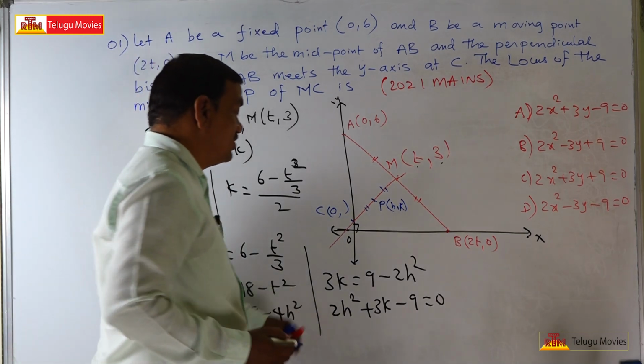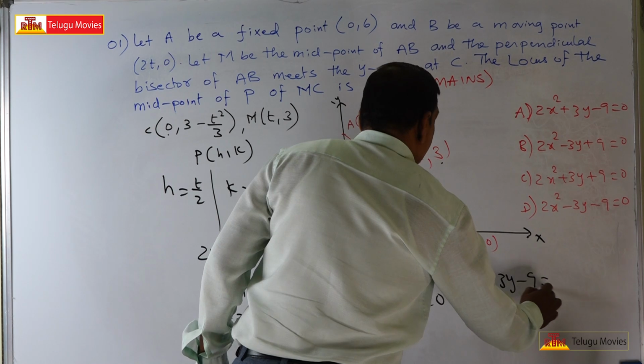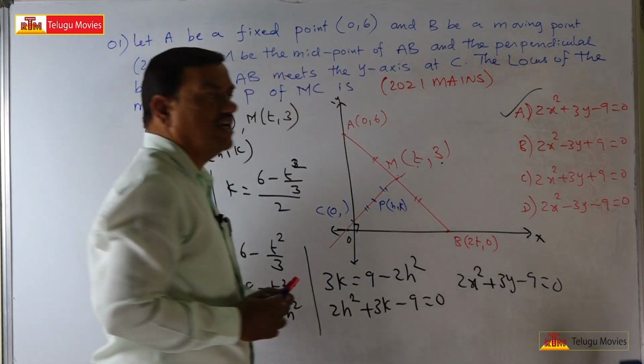Therefore, what is your equation of the locus? 2x square plus 3y minus 9 is equal to 0. Option A is the right answer.